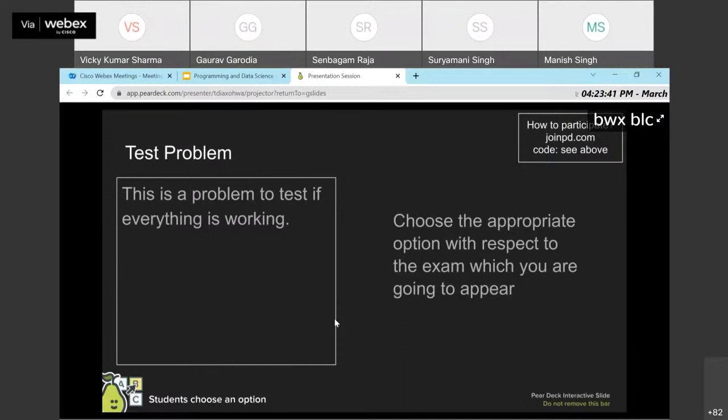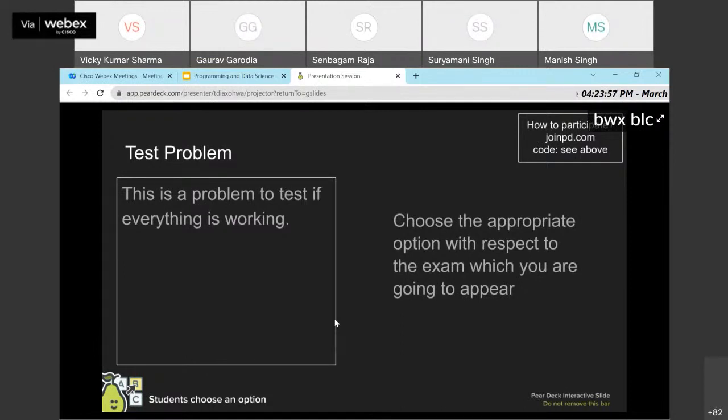I need your help. Where do I type the answer? Is it in the chat mode? You just have to choose the options for this particular question. You'll have two options, I guess, and you just have to select one. I'll get the response. You don't have to submit or anything.